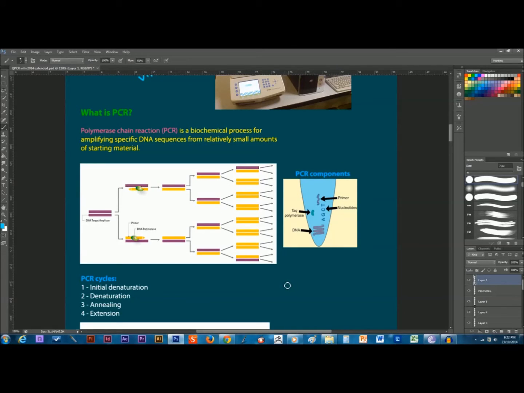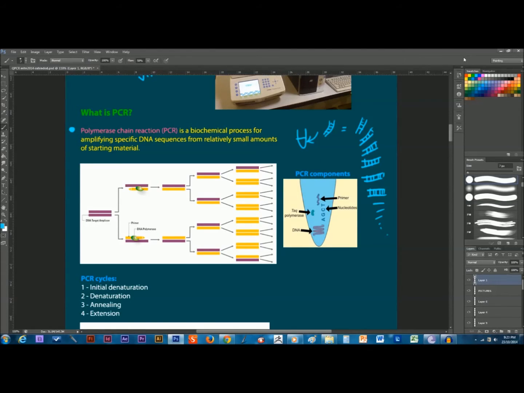Let's look at the meaning of PCR. Polymerase chain reaction, or PCR, is a biochemical process for amplifying specific DNA sequences from relatively small amounts of starting material. So, for example, in a sample, we have a very small amount of target DNA. After using PCR, it multiplies the amount of the original target DNA many folds, so we can easily detect and analyze the target gene.